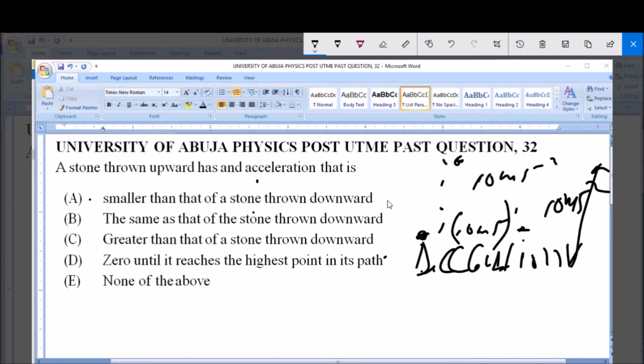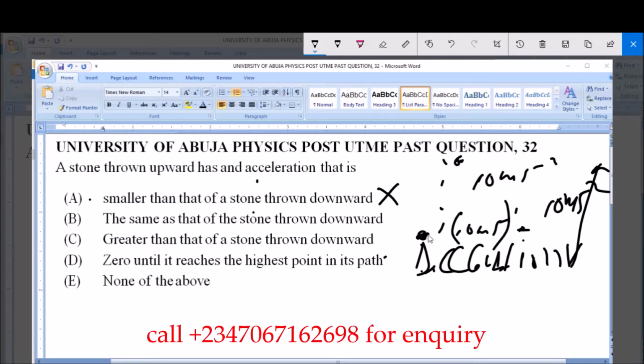It says the acceleration of that stone is smaller than that of a stone thrown upwards, and this is actually false. Like I explained, the acceleration is still the same, although in different directions. And when that same stone is coming down, it comes down with the same acceleration.